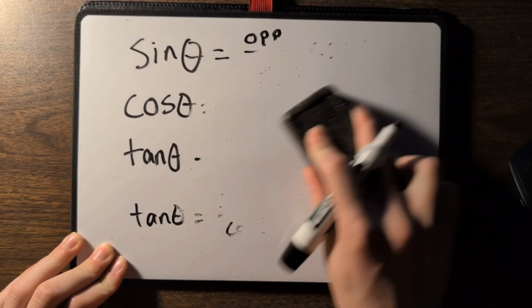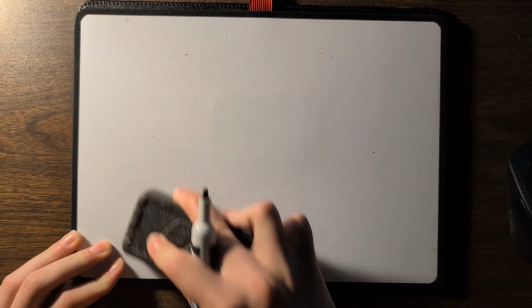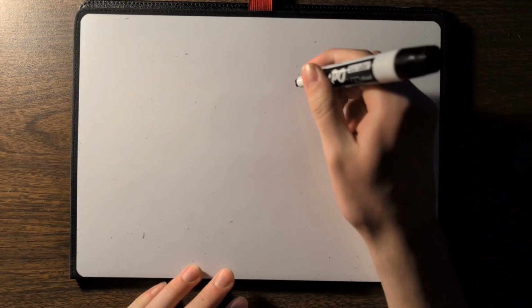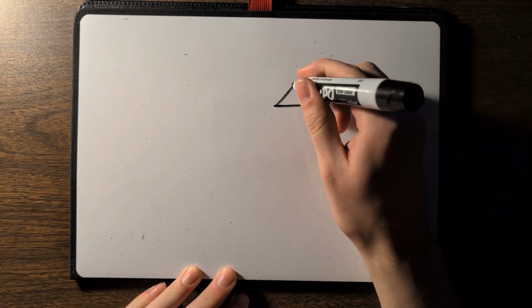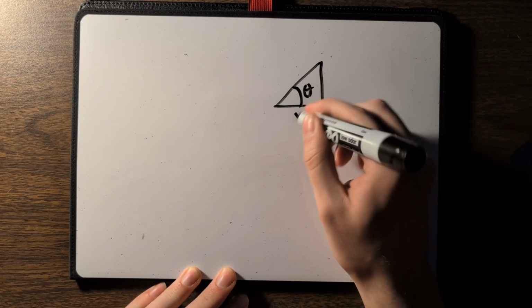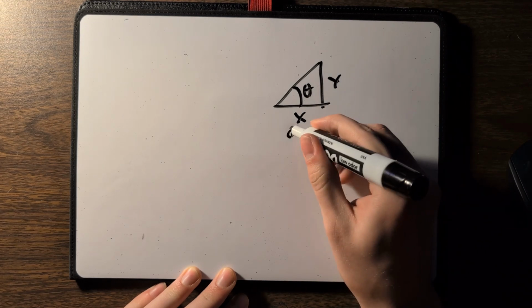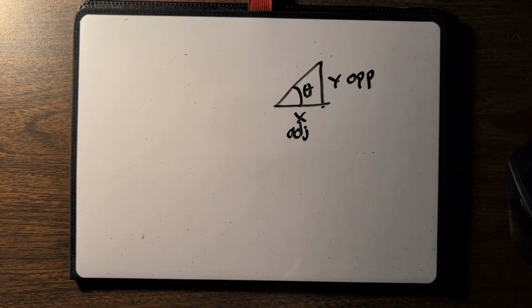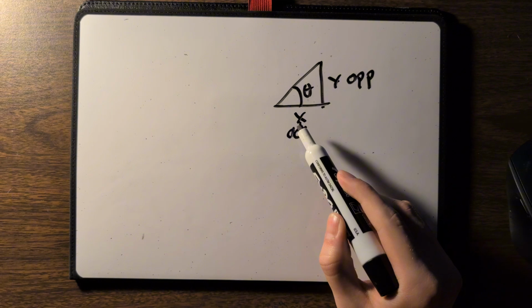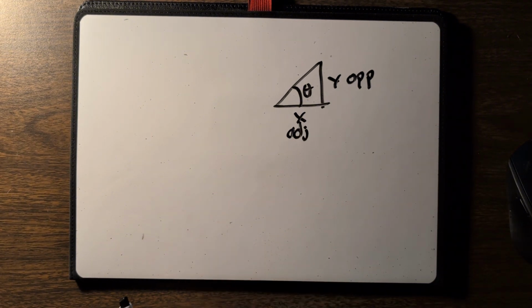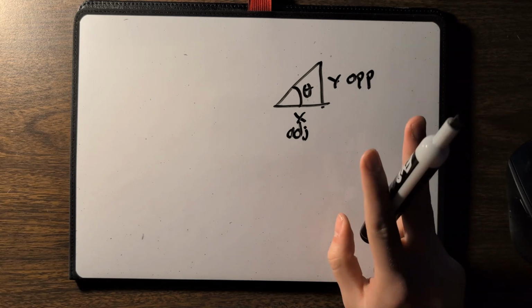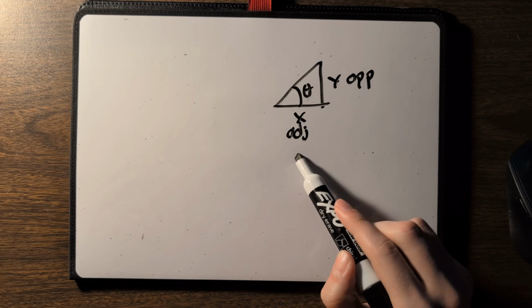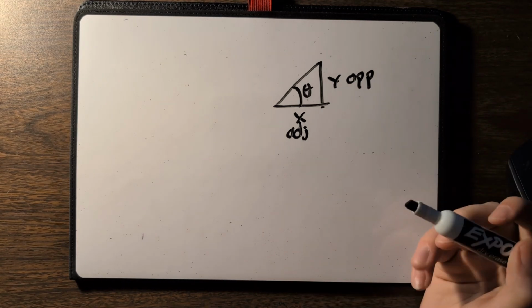Now, let's move on. We know how to solve for the dimensions of the triangle, but what about the angle? Say we're given a triangle, we have some unknown angle, and we're given these sides, x and y, or adjacent and opposite. So we don't know what theta is, but we do know what x and y are. Well, we have two trig functions we could use here. We could use tangent, which is opposite over adjacent, or we could use cotangent, which is adjacent over opposite. It's up to you to choose. I'm going to choose tangent.